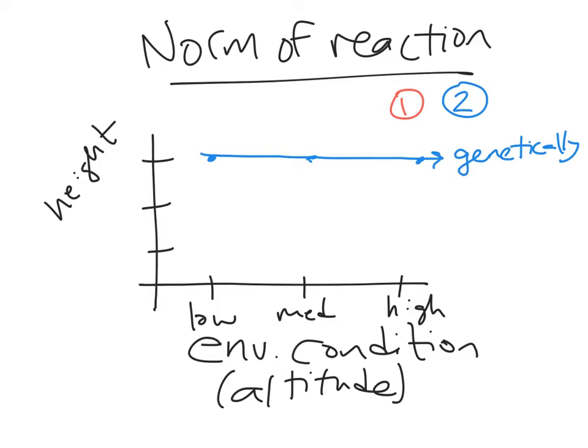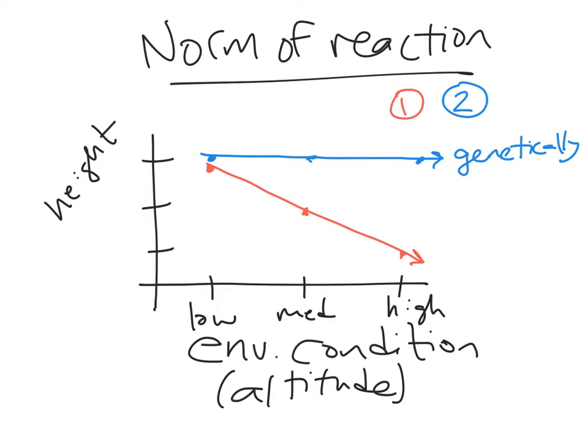What does it look like if the trait is controlled, at least in part, by environment? You start out with a plant that's tall at low elevation. What should we see? There should be some sort of change. You can't say what it's going to be, but you might see a plot that looks like this. Now, this is where we can make a positive correlation. Certainly there is an effect of elevation or altitude on plant height.